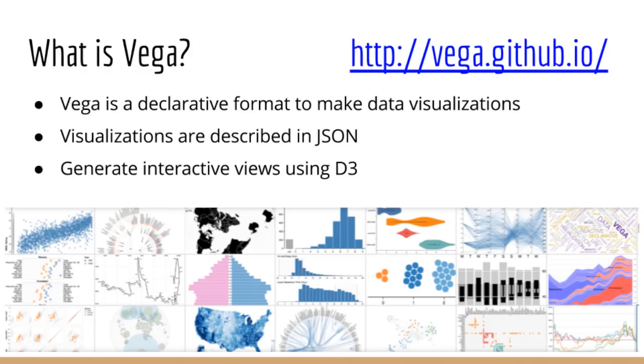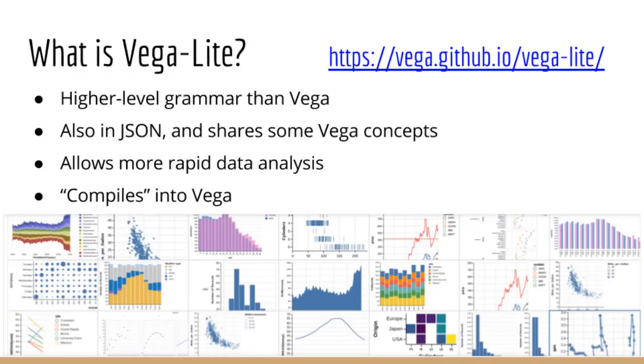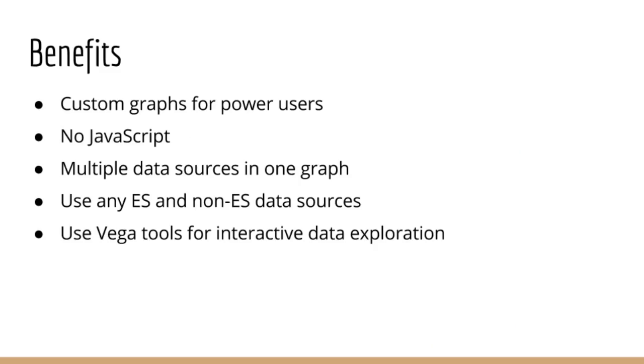Vega is a D3-based open source library that converts a JSON description of a graph into an interactive visualization. Think of it as a low-level language for graphing and interactions. Vega Lite is a higher-level language that is much easier to understand, and it compiles into Vega. Vega will allow Kibana power users to draw custom graphs without the need of JavaScript.